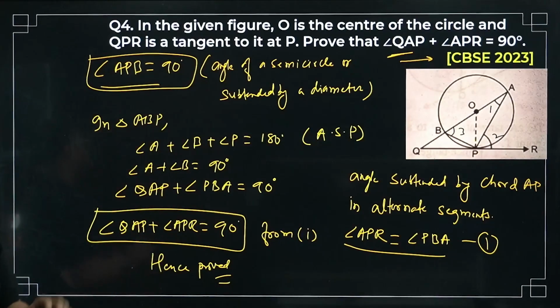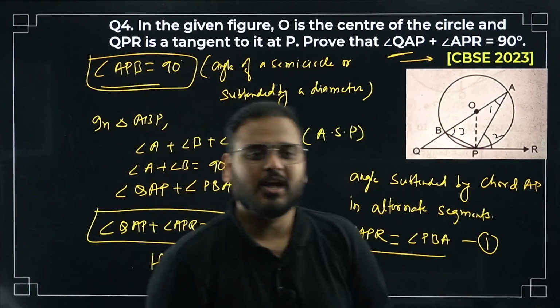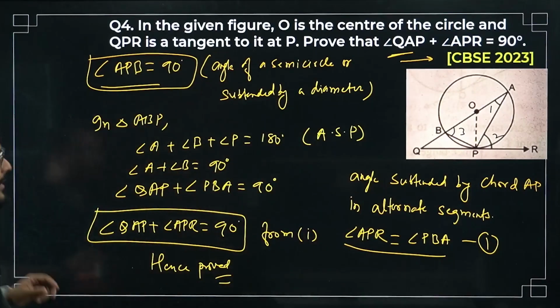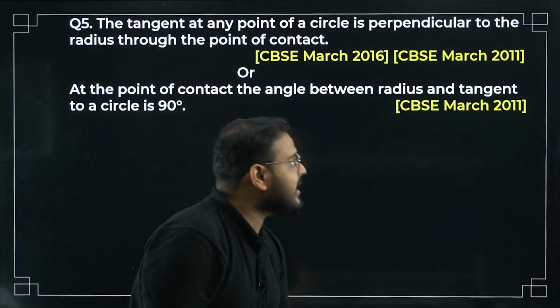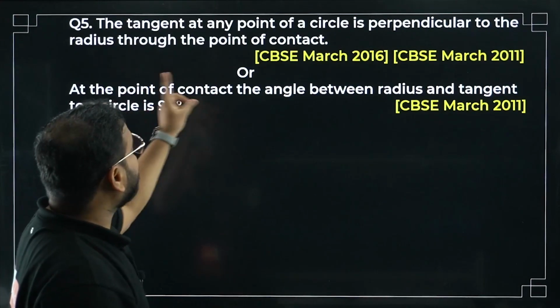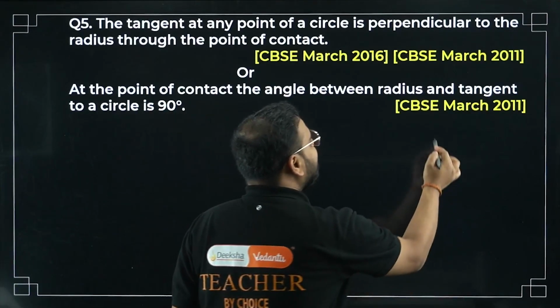Good question or not? A very good question. I hope you've had fun solving this question. Okay, let's move on to question number 5 now quickly. The tangent at any point of a circle is perpendicular to the radius through the point of contact. The first property, right now.